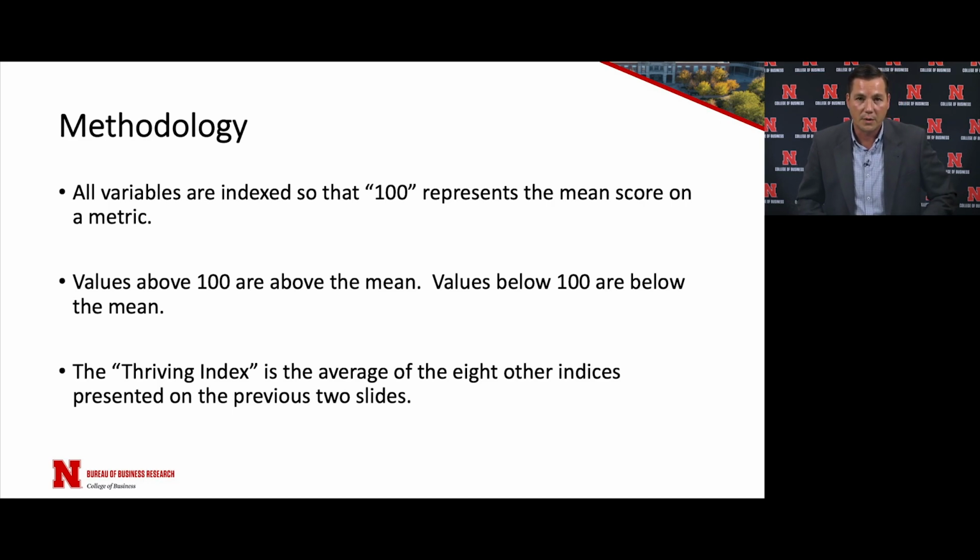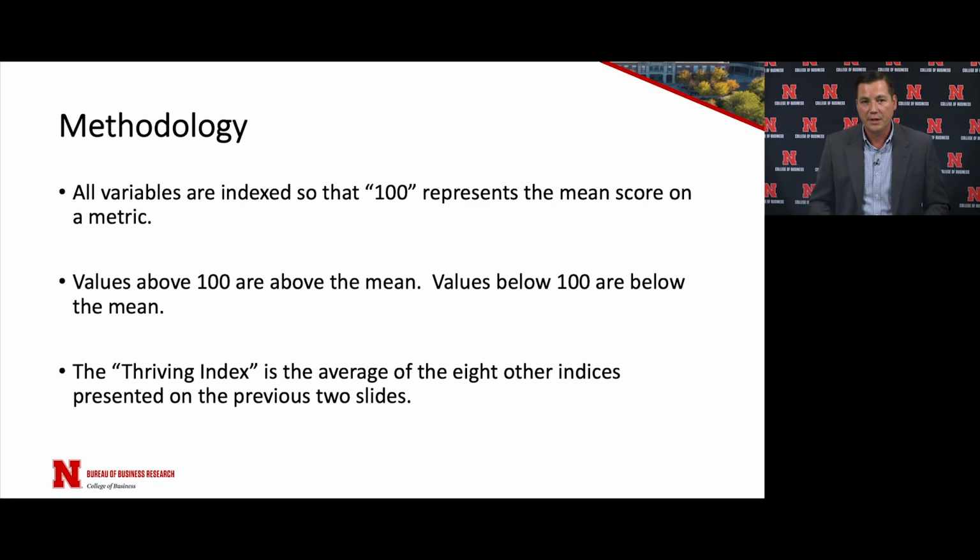So what you'll see when I demonstrate the web tool is that 100 represents the mean score on a metric. Values above 100 are above the mean. Values below 100 are below the mean. So if your region has a score of 125, what that would mean is that you're obviously above the mean, but it would mean that you're 25% or 0.25 of a standard deviation above the mean. I won't get into too much detail on that, but that's how the numbers were computed.